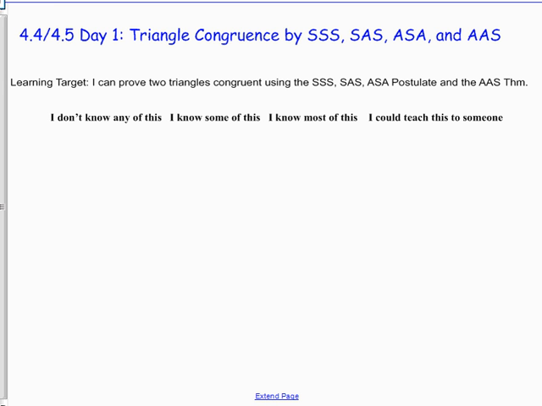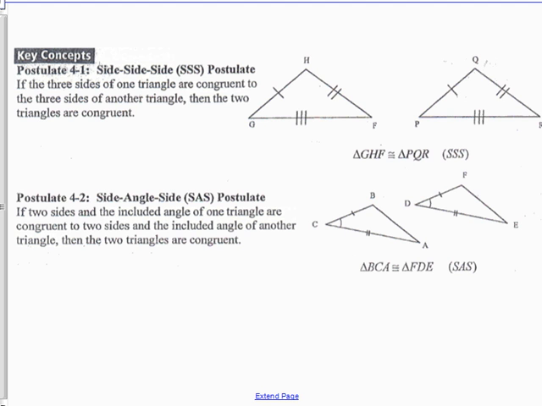Good morning, everybody. Today we're going to be talking about triangle congruence by several different new postulates. Today's key concepts are some postulates that show how triangles can be congruent.